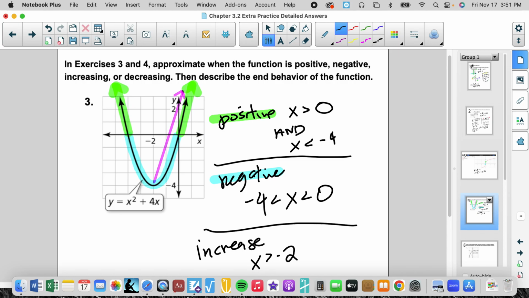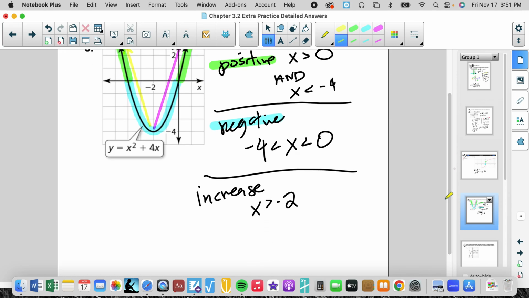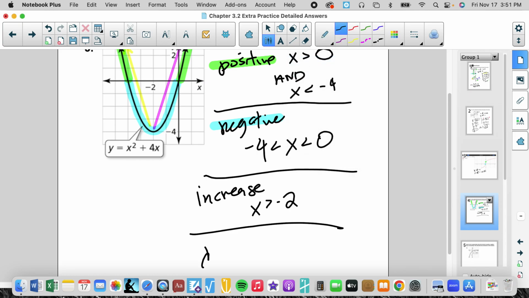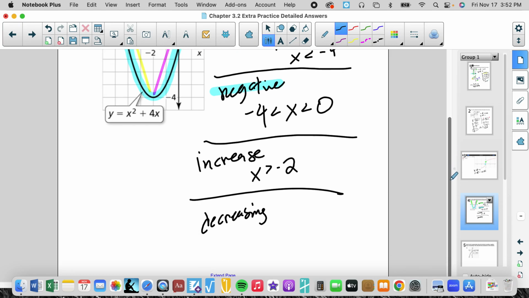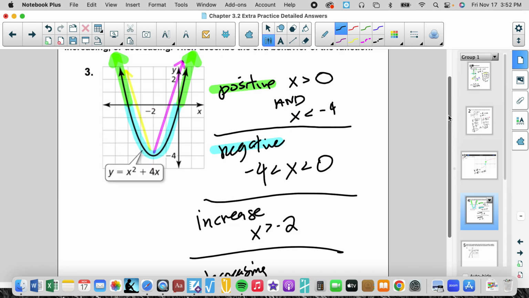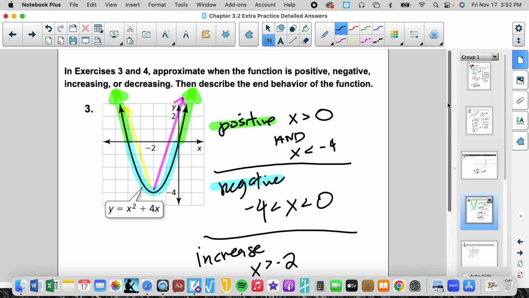I know that doesn't look like it's decreasing, but it is decreasing. It is decreasing in that direction. So we would consider that decreasing when x is less than negative 2. Okay, and then I think it says, then describe the end behavior of the function.